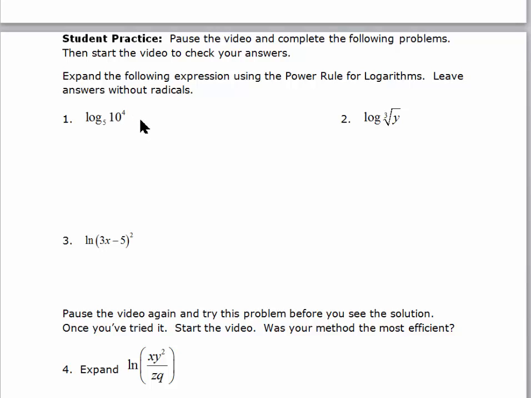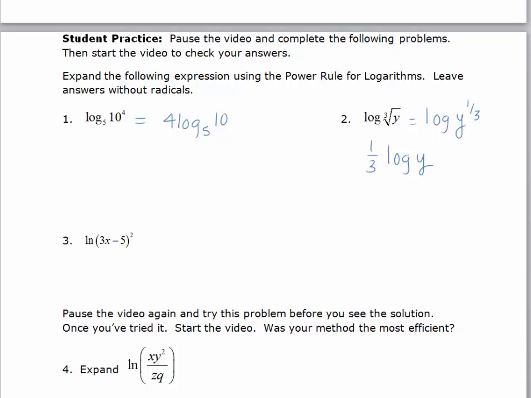Alright, so the first one, we just want to expand. We're not asking to evaluate. Just want to expand the expression. So the 4 comes down as a factor, and it's the log base 5 of 10. The next one, before I expand it, I'm going to write the y to the 1/3, and now the 1/3 comes down as a factor, and it's 1/3 times the log of y.